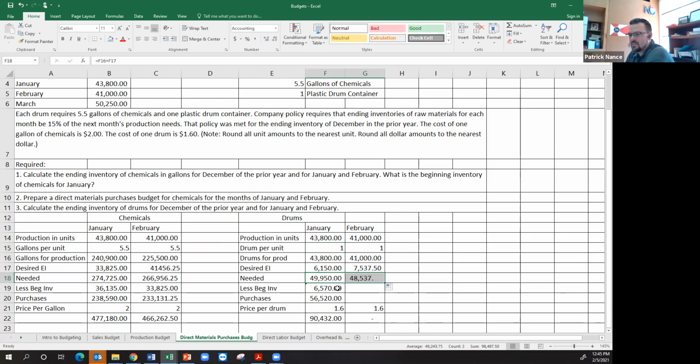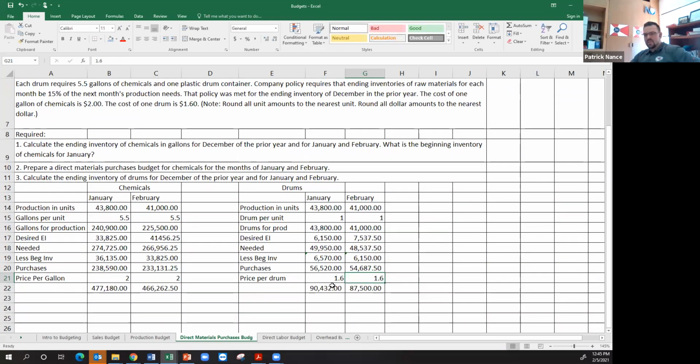So I'm going to add these down. Beginning inventory is my desired ending inventory from the prior. And so my purchases are going to be, oops, not times, plus. So there's my purchases. So that is my direct materials purchases budget for these two companies. So that's my purchases budget for each one. I'll stop the video there.